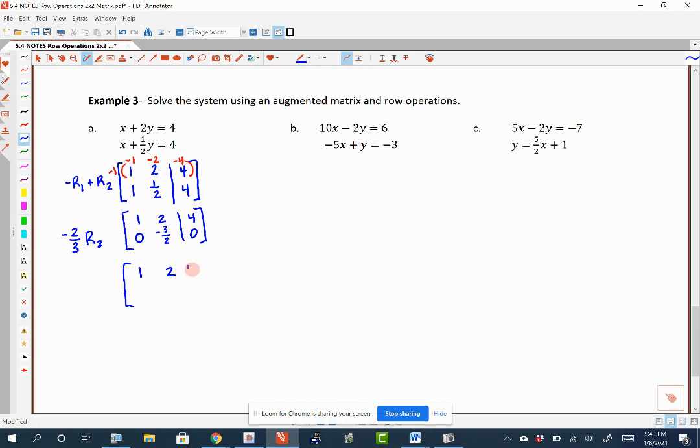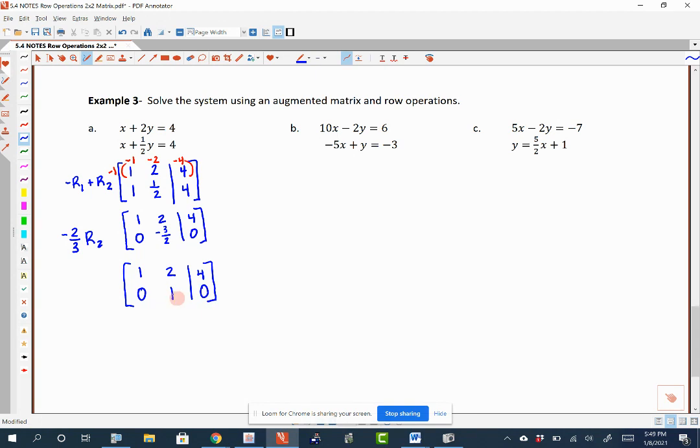So I'm going to go ahead and rewrite that. But I do need to scale the whole second row. Negative 2/3 times 0, still 0. Negative 2/3 times negative 3/2, there's the 1. And negative 2/3 times 0, we have 0.